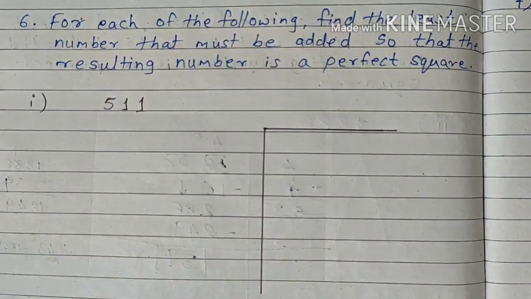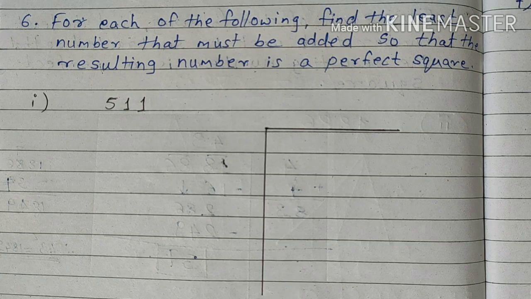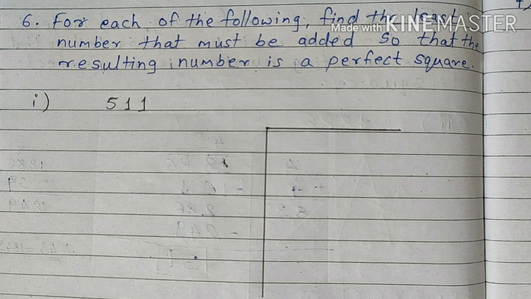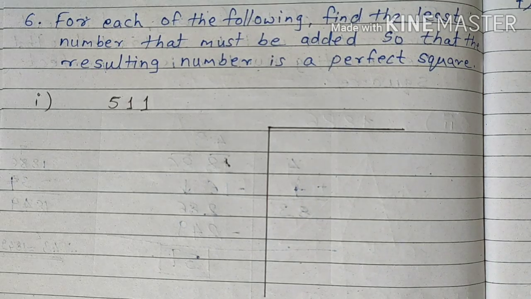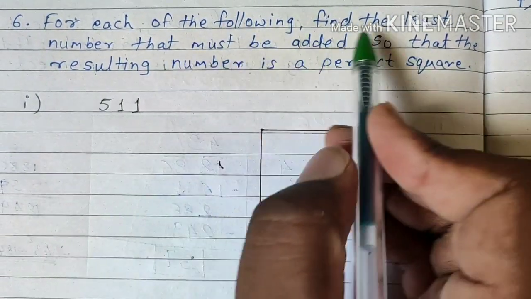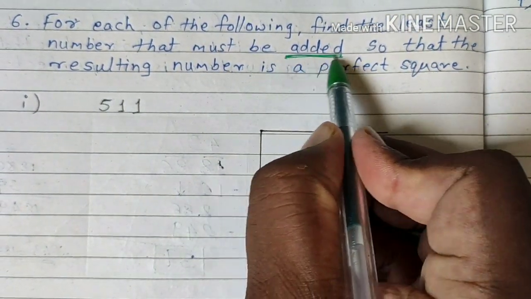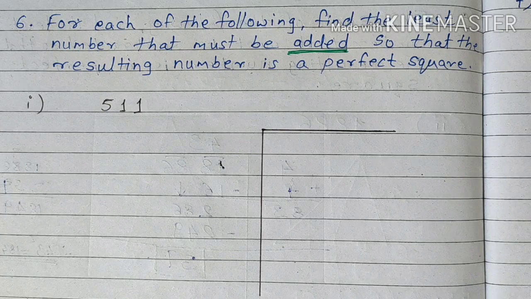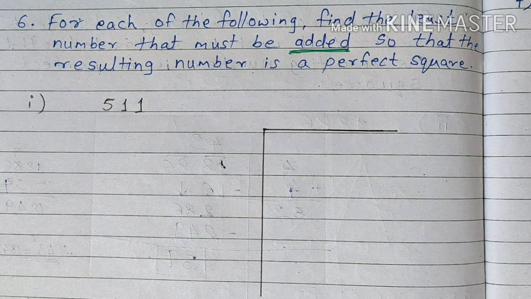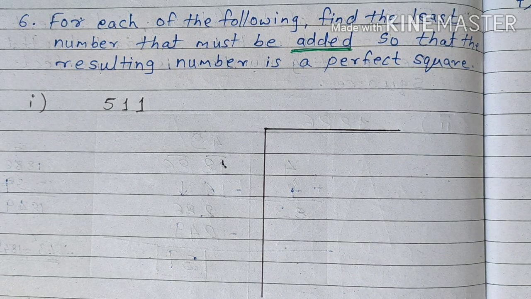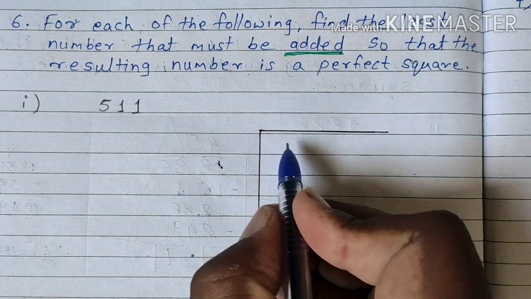Now next, question number 6. In the previous question, we found the least number which is subtracted. Now in question number 6, we want to find the least number that must be added. We have to add something to 511 so that the resulting number becomes a perfect square. The procedure is the same, half of the procedure is the same.